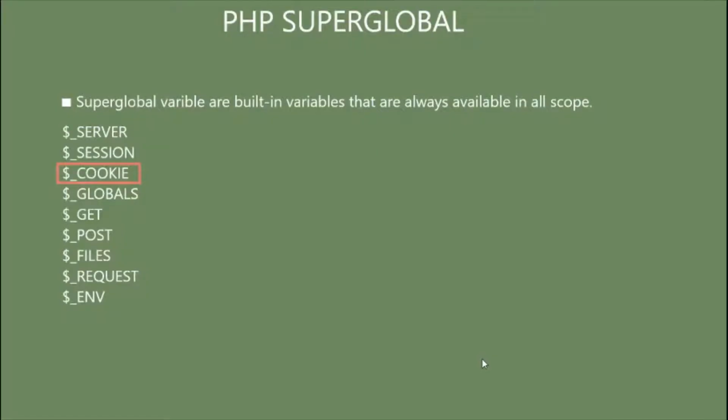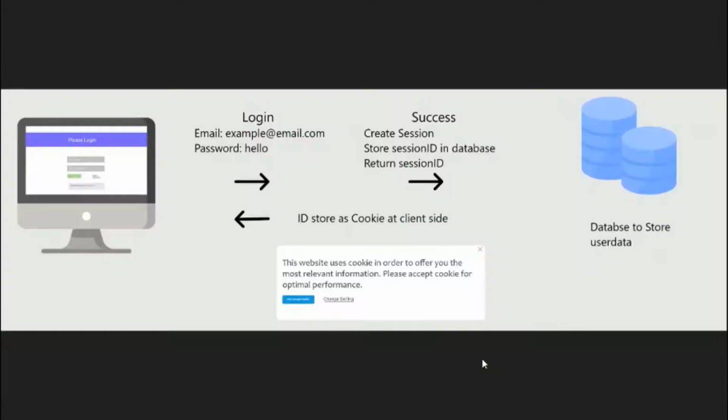Hi guys, welcome. In this PHP Superglobal Variable series, previously we have seen the first Superglobal, server. Now it's time we should see our second most important Superglobal variable, that is cookie. Cookie is something that gives the user results based on previous tracking. We use cookies all the time on the web, for example, facebook.com.